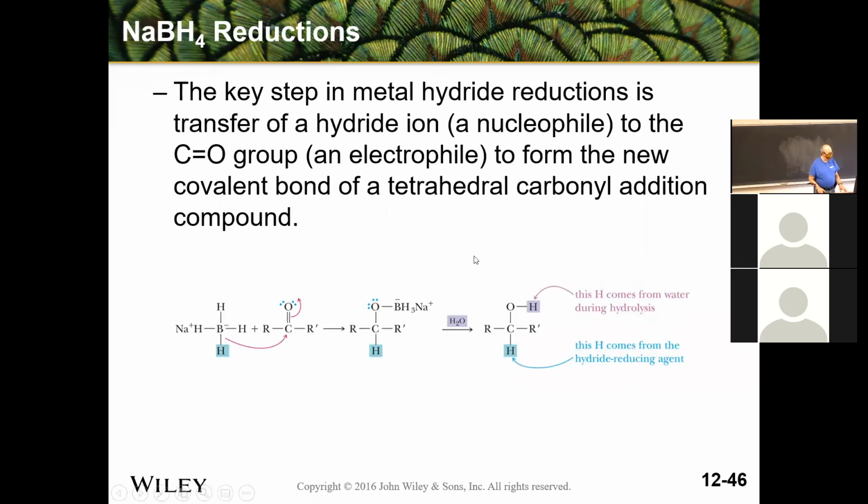Okay, so the key step is the transfer of a hydride ion. This actually follows the same pattern as the Grignard, except instead of a carbon, it's a hydrogen that's acting as a nucleophile. So hydride adds, and then O minus picks up a proton from water, and we got our alcohol. So this hydrogen comes from the reducing agent, and this hydrogen comes from the solvent.